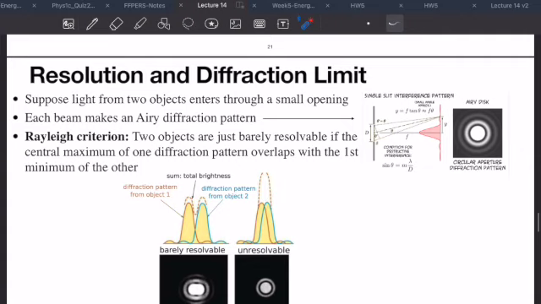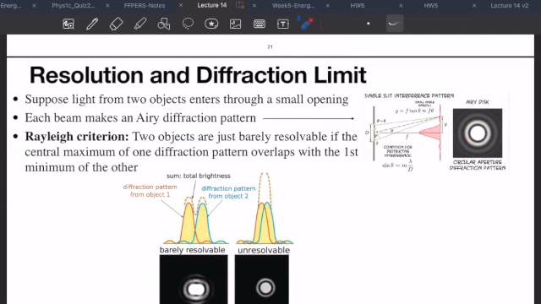Suppose that you have light from two objects that enter a small opening. Each of the beams makes an Airy diffraction pattern. So what is this Airy diffraction pattern? We talked about single slit. Now take that single slit and imagine having a tiny aperture, a tiny hole in some surface. If you shine light through that tiny aperture, this is what the diffraction pattern looks like. You have a bright central spot, and then a dark band, then another bright ring, and then a dark band, etc.